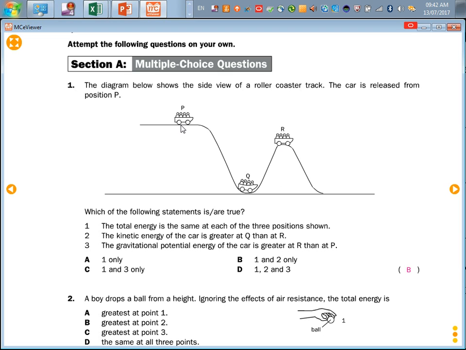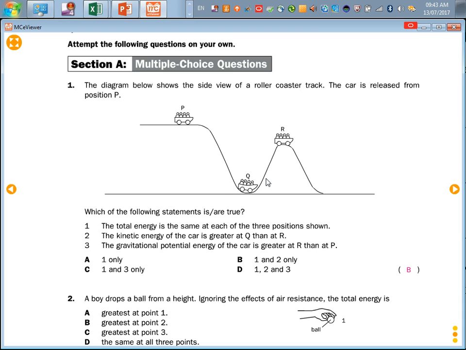Let's try to understand. When it is at P, suppose the kinetic energy is 0. So suppose the speed over here is 0. So it only has gravitational potential energy. And then when it goes down, gravitational potential energy decreases. So something must increase. That has to be our kinetic energy. It is just like when you're dropping a ball down, the speed will increase. Same as this. When it is at the bottom, all of the gravitational potential energy has been converted to kinetic energy. So over here, it has the greatest speed.